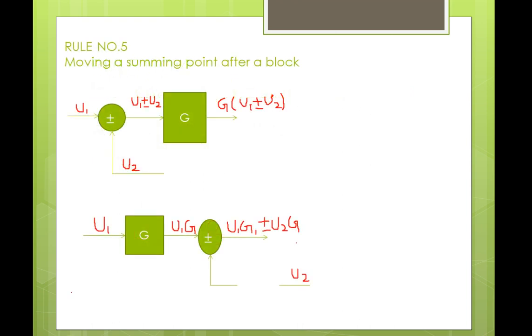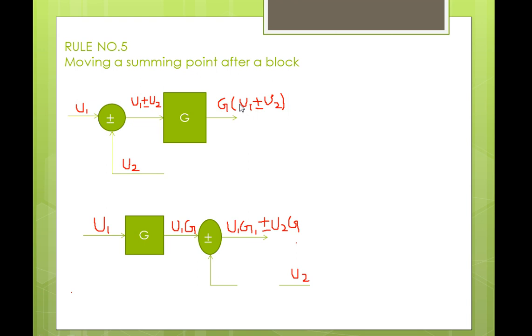The next rule is moving a summing point after the block. For example, you are having a block diagram like this. Here U1 is the applied input and we are applying U2 from here. So U1 and U2 are applied to the summing point. The output is U1 plus or minus U2, and this is given to the block and multiplied with the block gain. So finally we are getting G into U1 plus or minus U2.